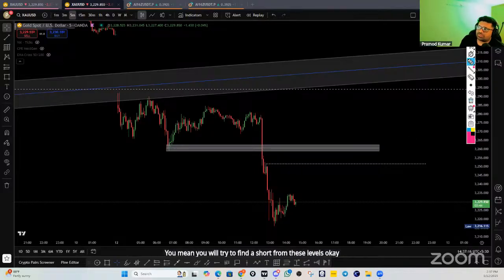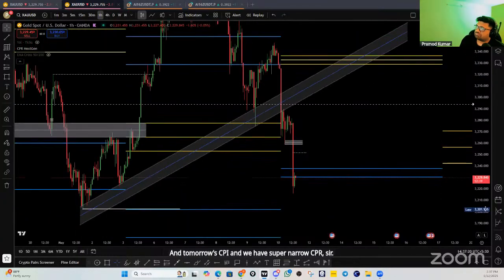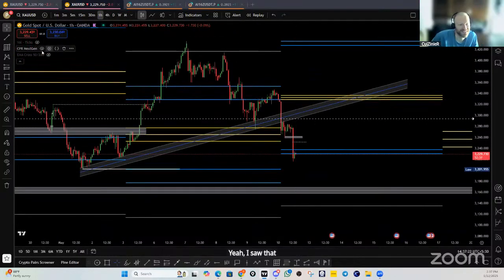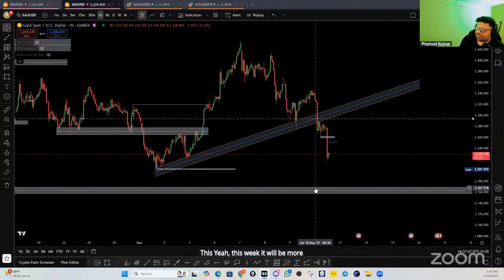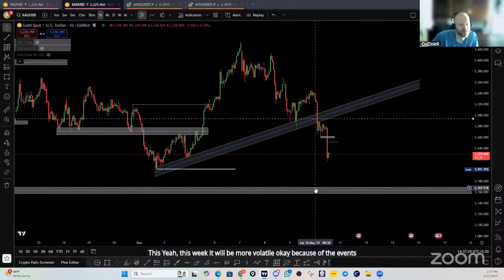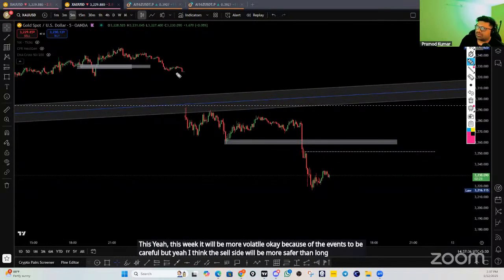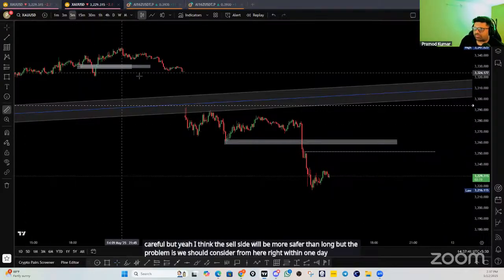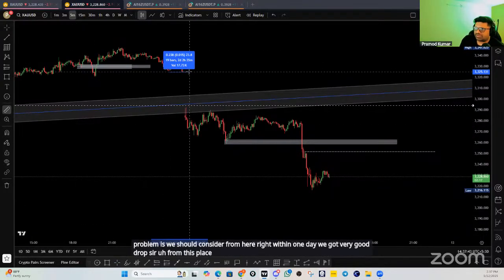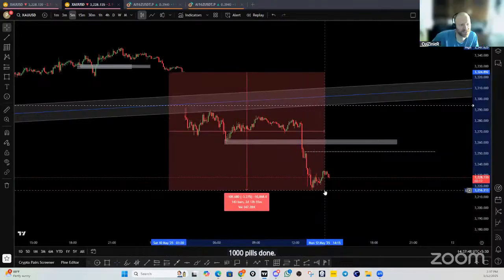And tomorrow is CPI and we have a super narrow CPR, sir. Yeah, I saw that. This week it will be more volatile because of the events. So be careful. But I think the sell side will be safer than long. But the problem is we should consider from here, right? Within one day, we got very good drops, sir, from this place. For example, if I take from here to here, 1,000 pips done. Yeah, that's huge.